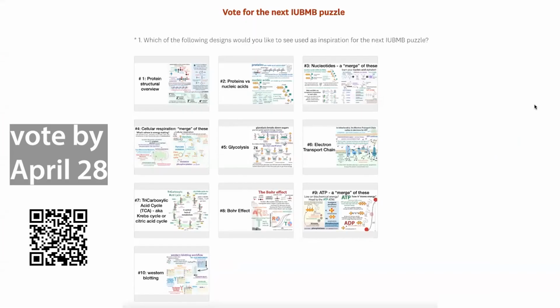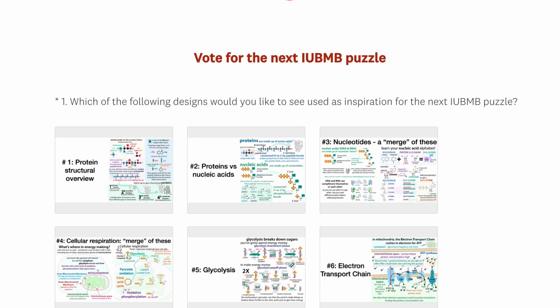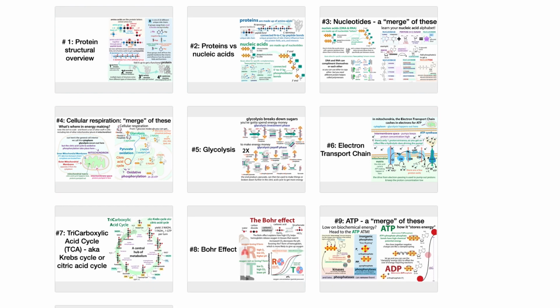So we had number 1, protein structural overview. Number 2, proteins versus nucleic acids. Number 3, nucleotides. 4, cellular respiration. 5, glycolysis. 6, electron transport chain. 7, the tricarboxylic acid cycle. 8, Bohr effect. 9, ATP. And 10, Western blotting. But you don't have to memorize all these. You can just go to the survey link and vote for your favorite one.